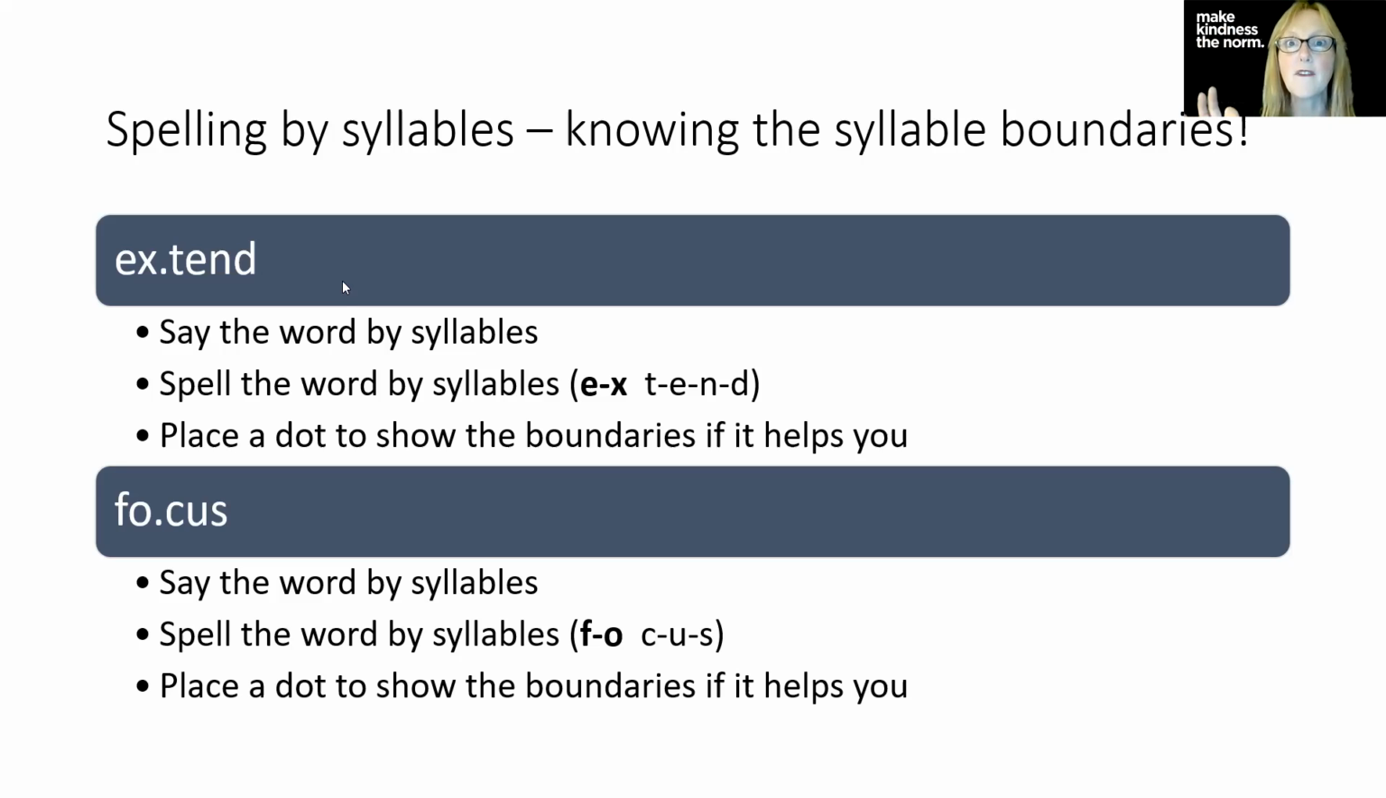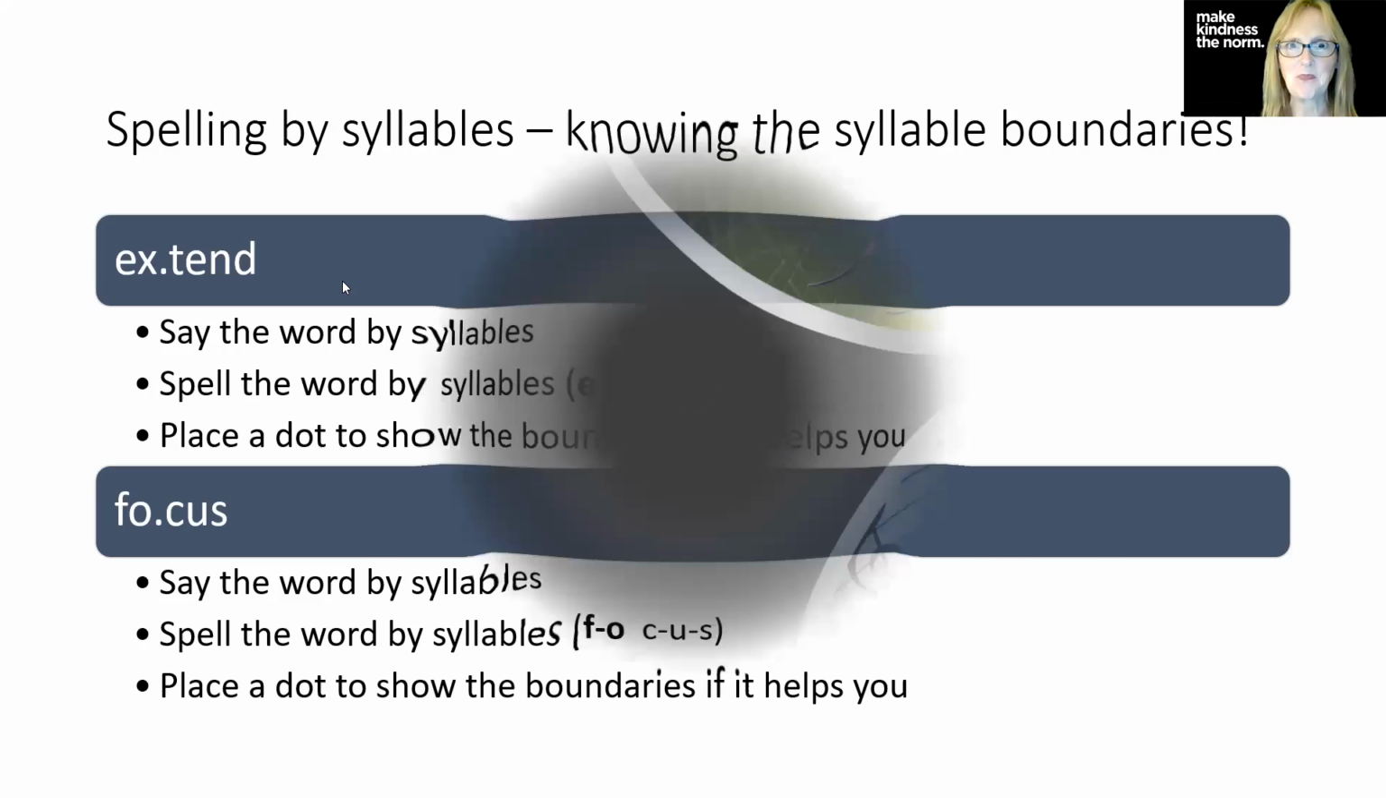The next word is focus. So again, focus. I can hear those 2 syllables. My first syllable, fo, I just hear the F-O. I'm going to spell the second syllable, cus, C-U-S, and then place that dot to make sure that I got all the letters that I hear in each syllable.